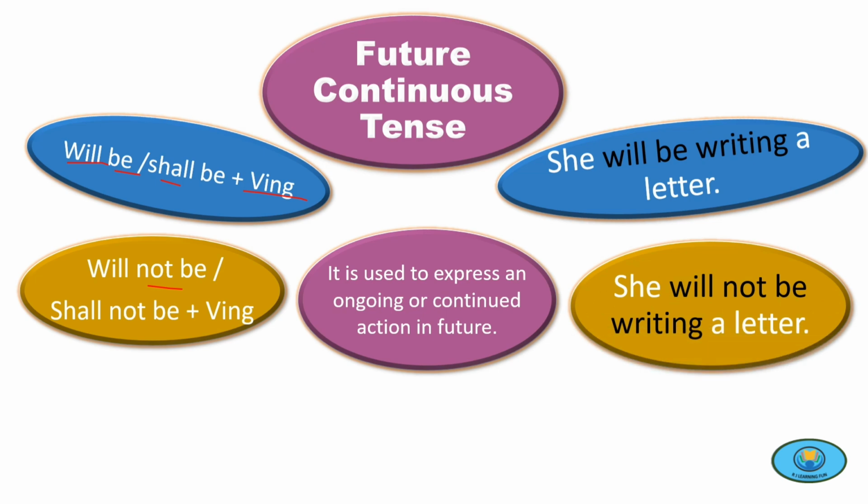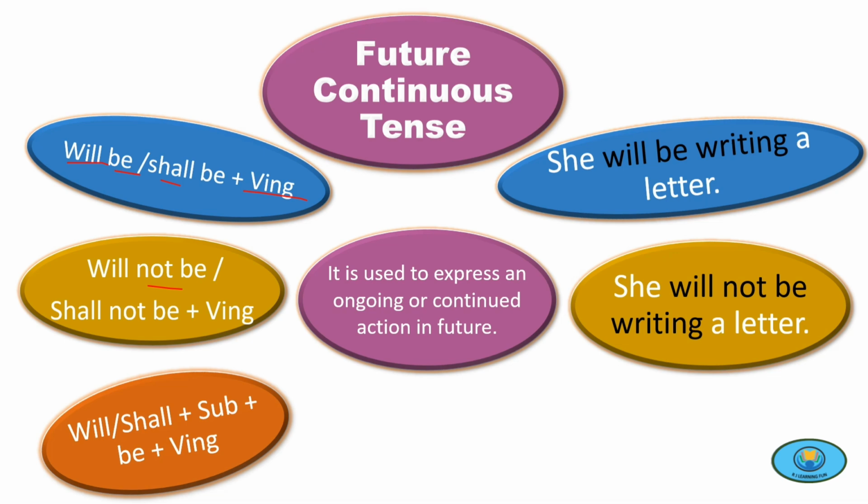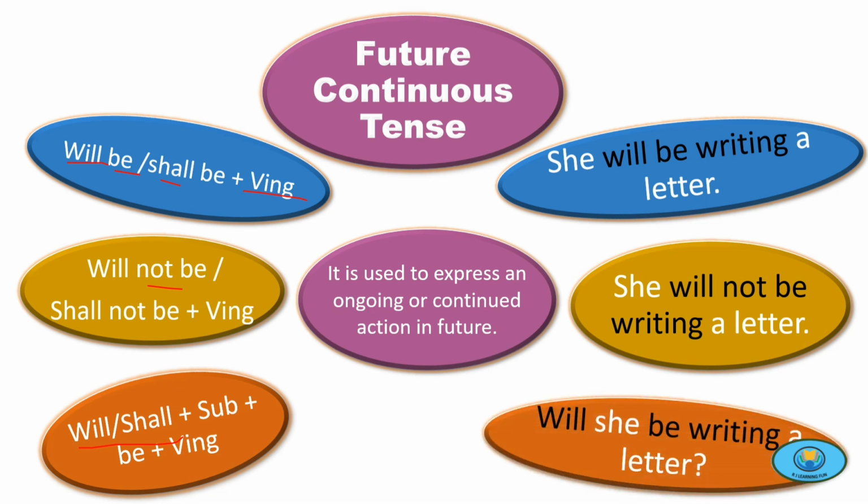And the example is, she will not be writing a letter. For the interrogative sentence, the rule is the same. You will use will and shall before the subject and then be plus the ing form of the verb. Will she be writing a letter? And punctuate it with a question mark.